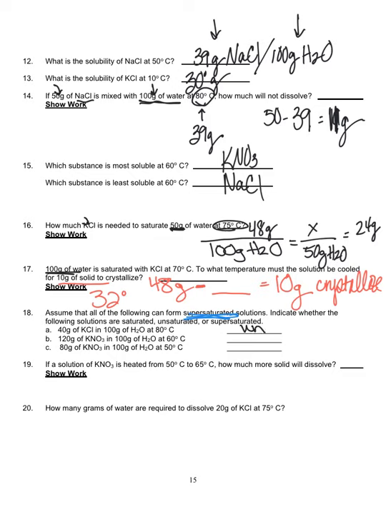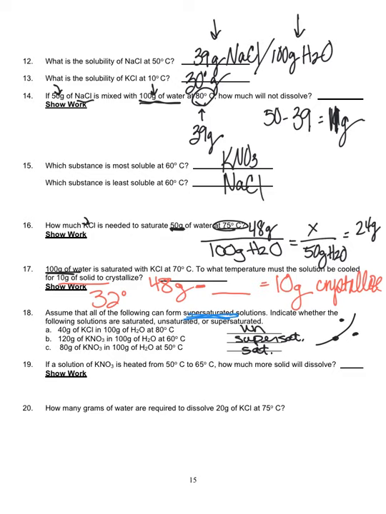120 grams of KNO3 at 60, and that means it's saturated. It's a supersaturated. 80 grams of KNO3 in 100 grams at 50. So KNO3 again, and we're looking at 80 grams. Can we do 80 grams at 50 to be saturated? So when you have your curve, if your dot is over it, it's supersaturated. If it's on it, it's saturated. And if it's under the curve, according to your temp, it's unsaturated.